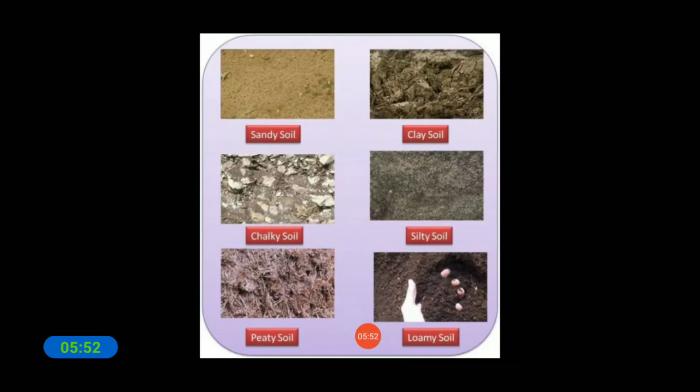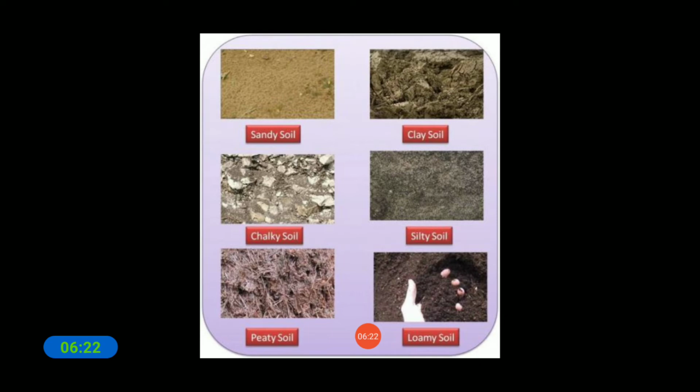Now let us discuss the different types of soil. We can see around us there are different types of soil. We can see different colors in soil, so different colors of soil. See, there are different types of soil that we can see here.